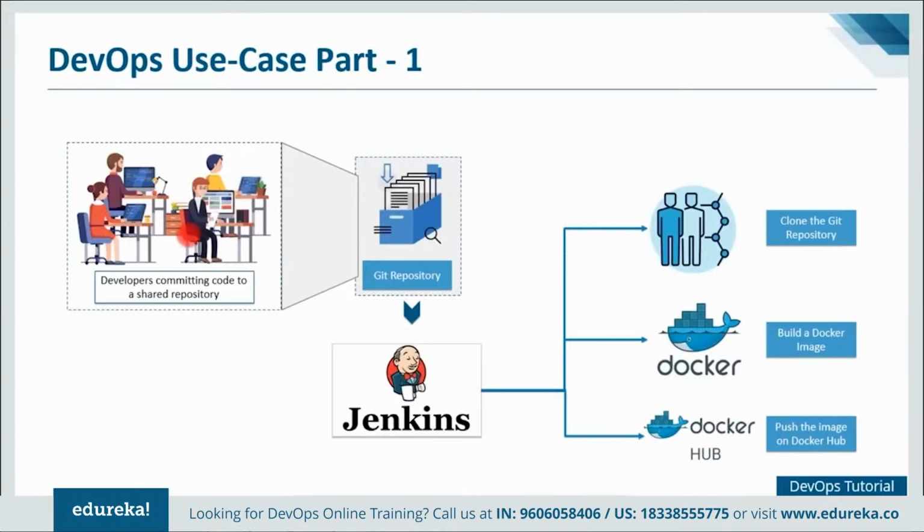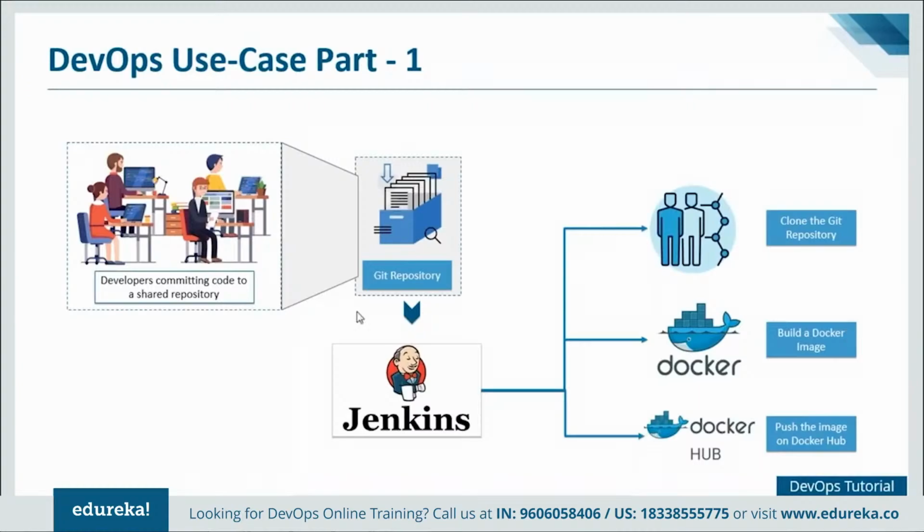Developers will be committing changes in the source code. The moment any developer commits a change in the source code, Jenkins will clone the entire Git repository. It will build a Docker image based on the Dockerfile that we'll create, and from there, it will push the Docker image onto Docker Hub. This will happen automatically with a click of a button.